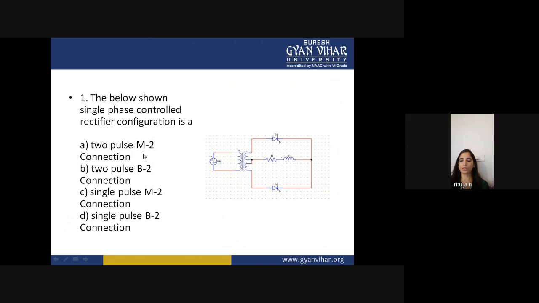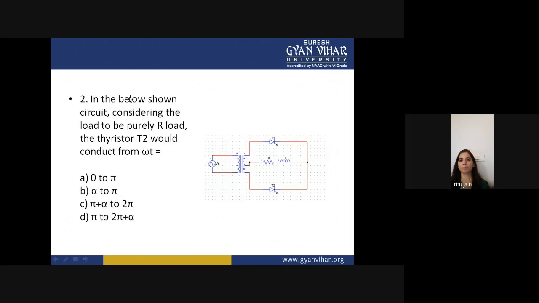midpoint connection. Second, in the below shown circuit, considering the load to be purely resistive, the thyristor T2 would conduct from, so this is your midpoint converter, and the thyristor T1 which was conducting from alpha to pi. Okay.